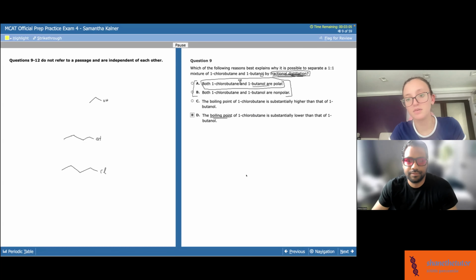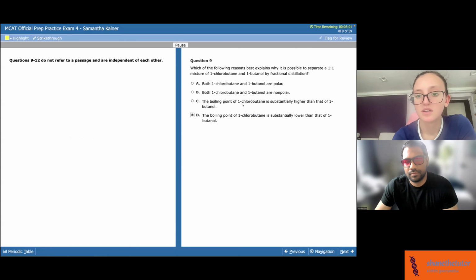Now I'm still between C and D, between Cl and OH, which has a higher boiling point. I have no idea. Okay. So higher boiling point should mean stronger intermolecular forces.